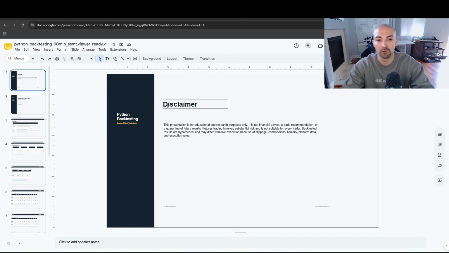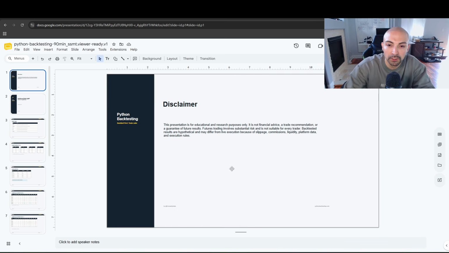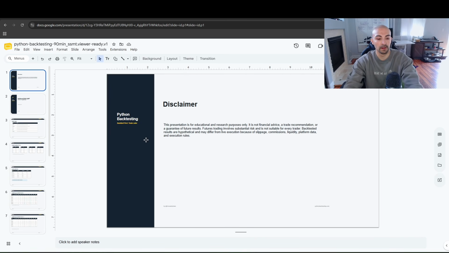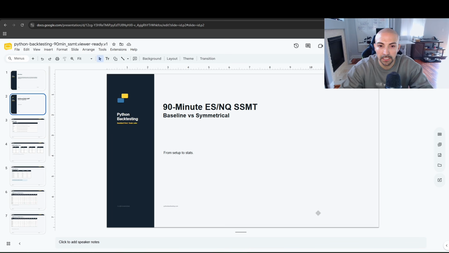Quick disclaimer, this is for educational research purposes only. It's not financial advice, trade recommendation, or guarantee of future results. Futures trading involves substantial risk. It's not suitable for every trader. Backtested results are hypothetical and may differ from live execution because of slippage, commissions, liquidity, platform data, execution rules. All right, with that being said, let's check it out.